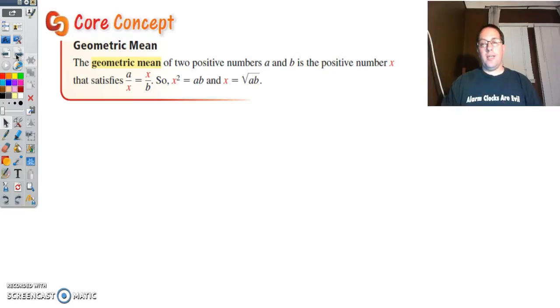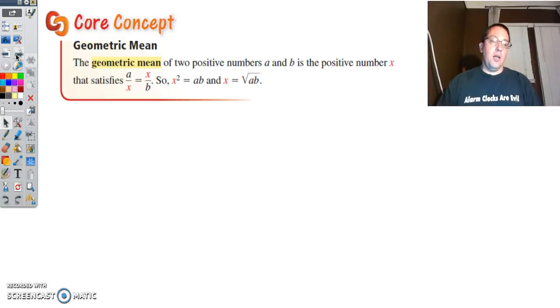Alright, the geometric mean is not the same as the arithmetic mean, which is what you've used all the rest of your life up until this point. This has nothing to do with adding things up and then dividing by how many there are. If you have two numbers, x is the positive number such that a over x equals x over b. It sets up as a proportion. Well, you can cross multiply and divide that, and you end up with x squared equals ab. So x equals the square root of ab. And we definitely do want the positive x value.